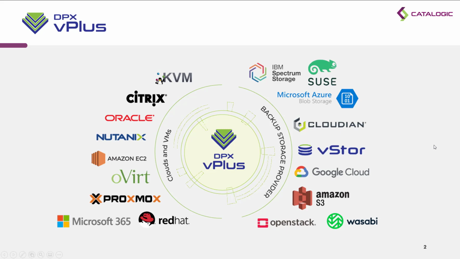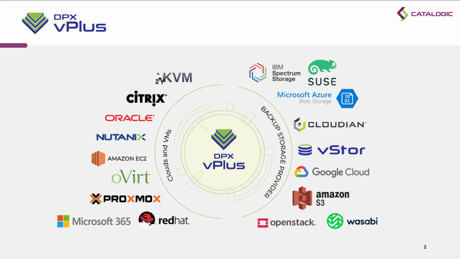This graphic here provides a good example of the wide range of supported platforms as well as the variety of backup destinations. On the left you see Microsoft 365, but also the majority of the hypervisors that vPlus is able to protect. This is missing a few new ones. Scale Computing HC3 is one that isn't on here yet, but we are always looking to add additional hypervisors to this support matrix.